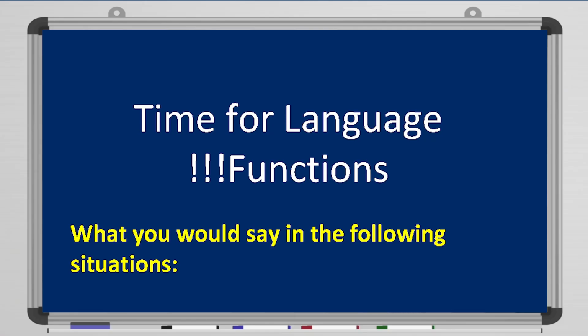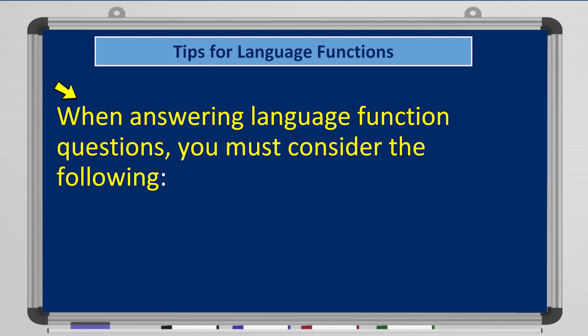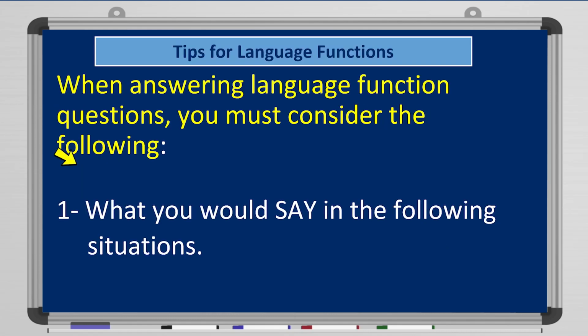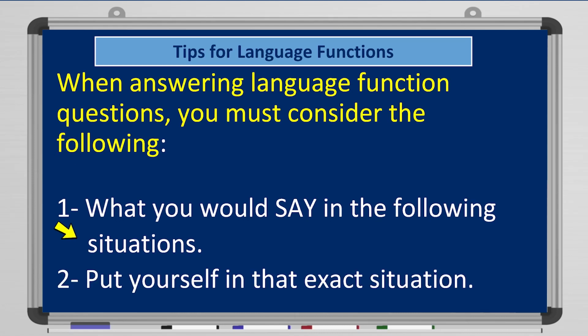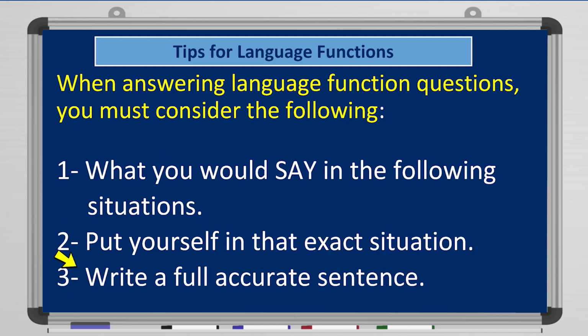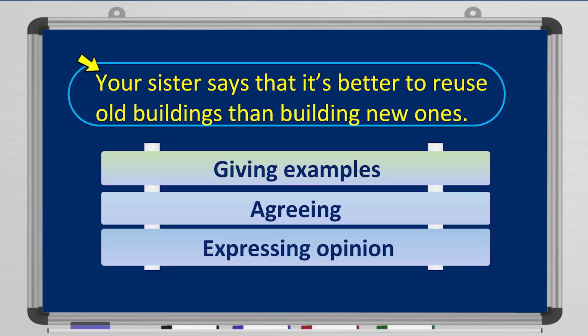Now it's time to move on to the functions. Remember, when we talked about functions, all you have to do is to put yourself in the situation itself. Remember to think what you would say in that situation, how you would respond to that action, put yourself in that exact situation, and write a full, accurate sentence. Let's get started. The situation is, your sister says that it's better to reuse old buildings than building new ones. My advice to you is to imagine what she would say. So she'd say, I think using old buildings is better than using new ones.